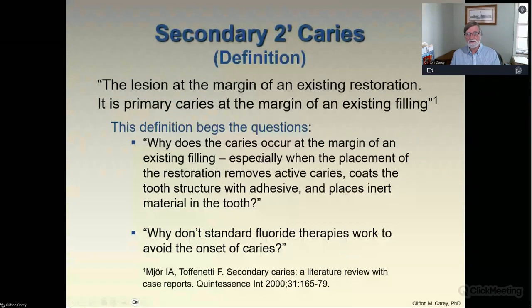Why does the caries occur at the margin of an existing filling, especially when the replacement of the restoration removes the active caries, coats the tooth structure with adhesive, and places inert material inside the tooth?